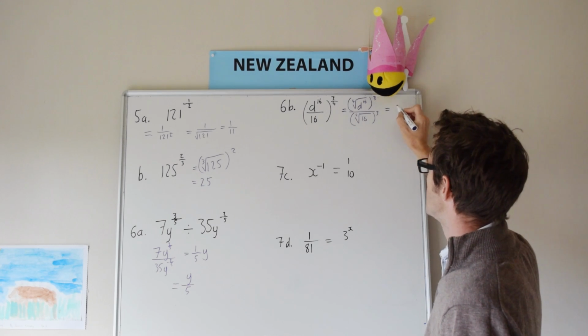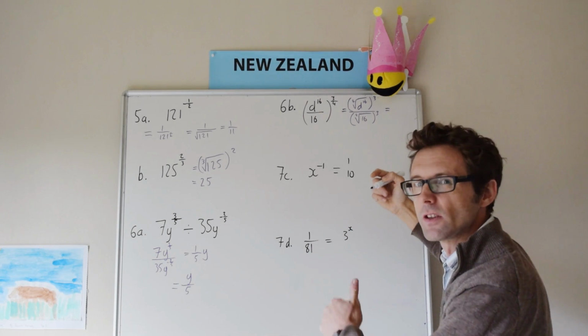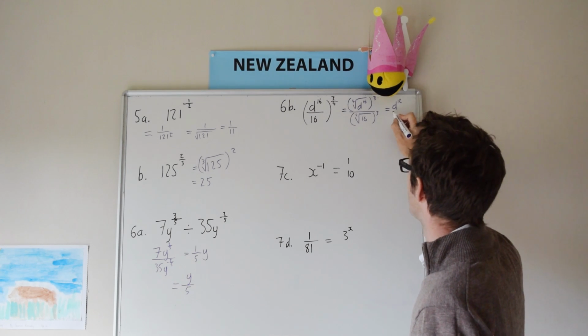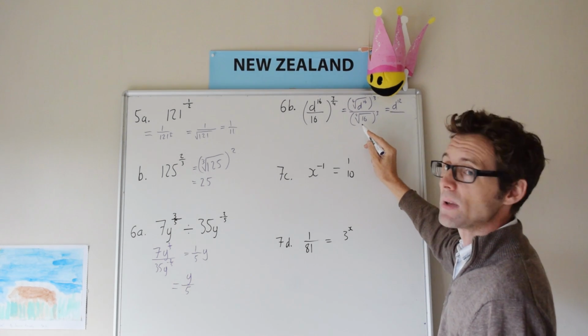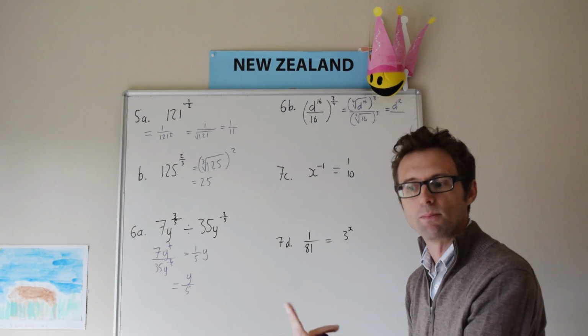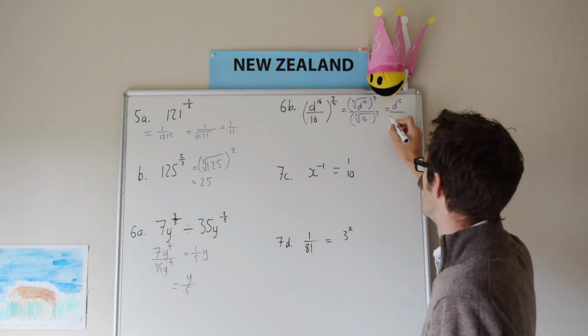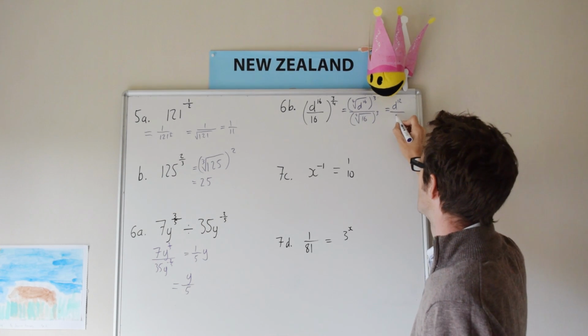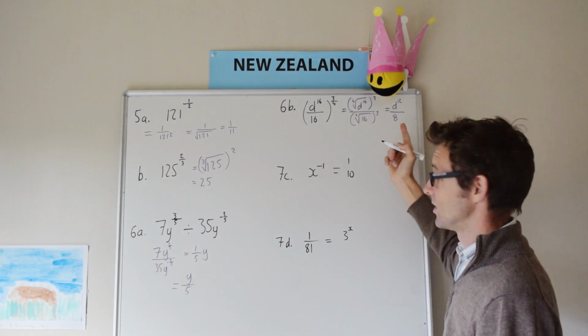So this will be d to the power of 4 cubed, d to the 4 times d to the 4 times d to the 4. So this should be d to the power of 12. And on the bottom here, we're taking the 4th root of 16. Well, that's 2 times 2 times 2 times 2. So this will be 2, this bit here is 2, cubed, which is 8. So that should be our answer to this one.